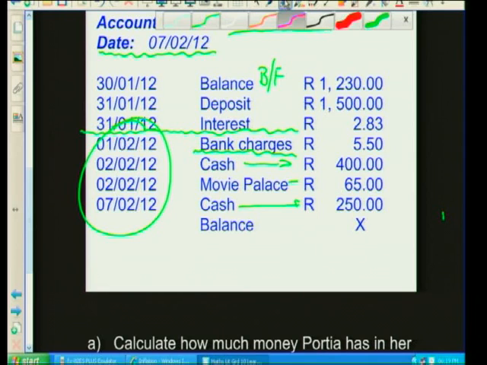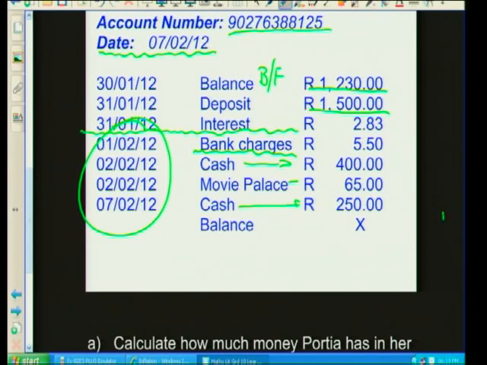So the first thing then is let's find some green. Now, balance, that is in her account. We're putting 1,500 Rand in her account. She's getting 2.83 Rand in her account. Remember, we discussed why. Bank charges, that is money that's coming out of her account. 400 Rand cash she took out of her account. She went to Movie Palace and spent 65 Rand. She took a further 250 Rand out of her account. So now, let's get our calculator, add up all the stuff that's in, take away all the stuff that came out, so we can find out her final balance.